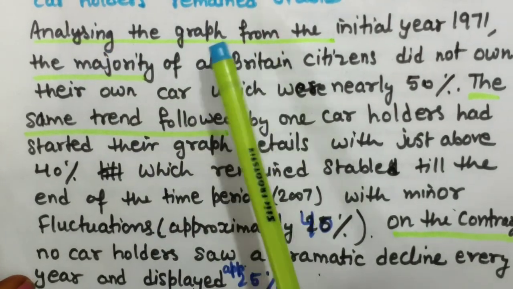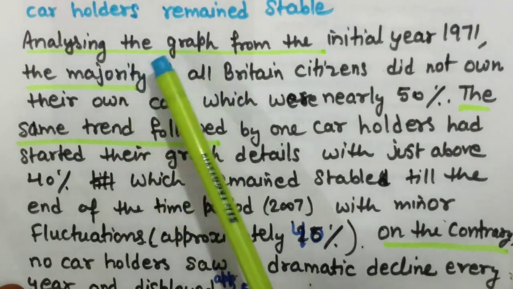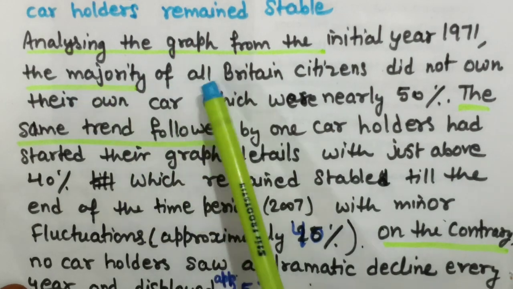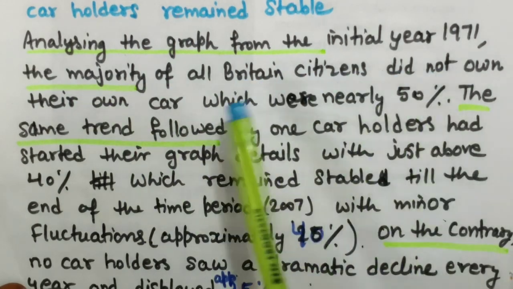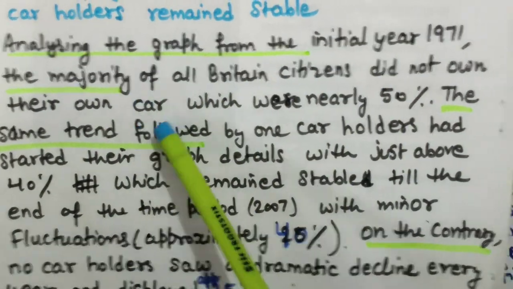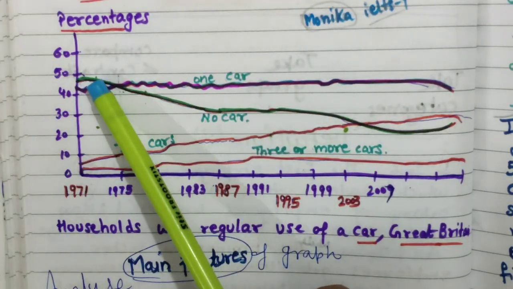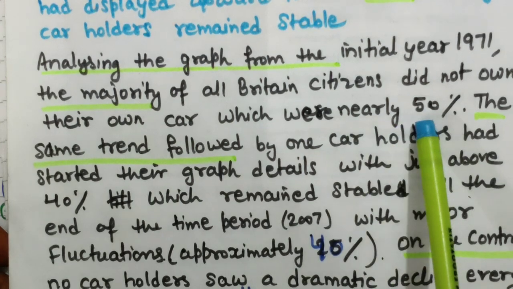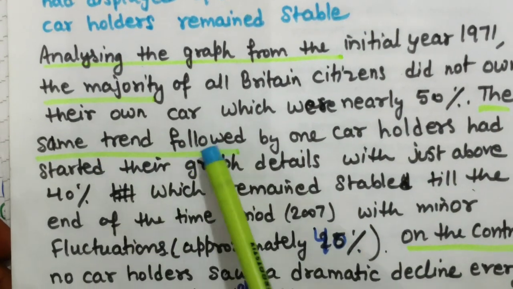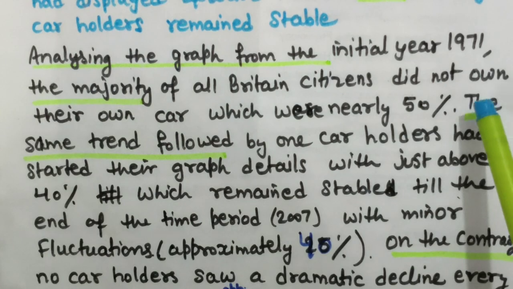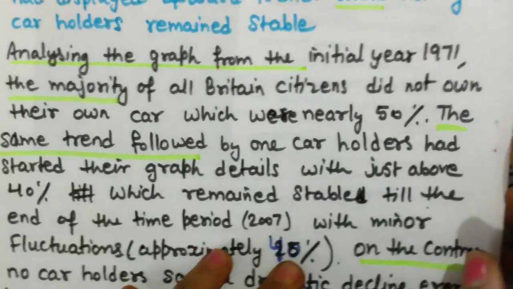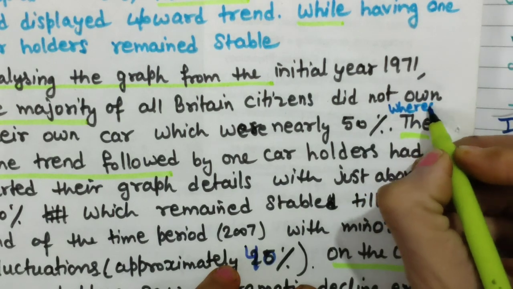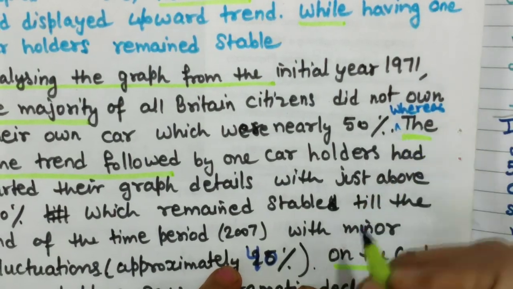Analyzing the graph, so this is my body paragraph 1. Analyzing the graph from the initial year 1971, the majority of all Britain citizens did not own a car. Why majority? Because around 50% owned no car, which was nearly 50%. The same trend, you can write whereas here. So I will just write whereas, because connectors, and don't repeat your connectors.